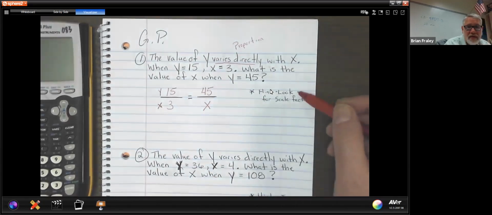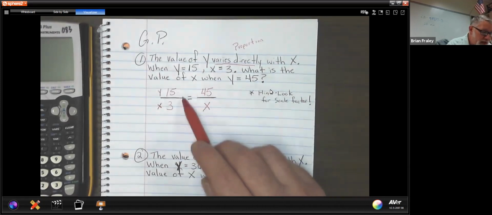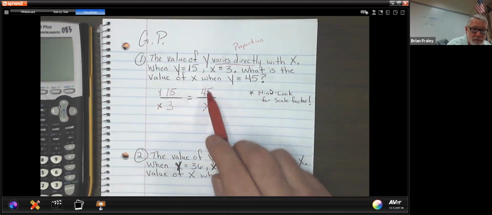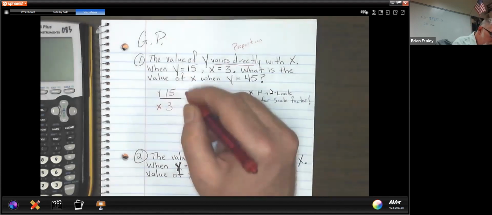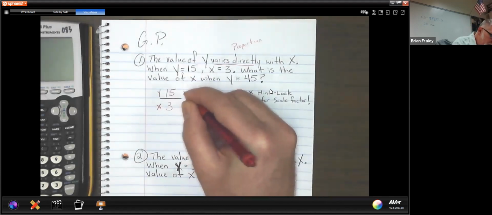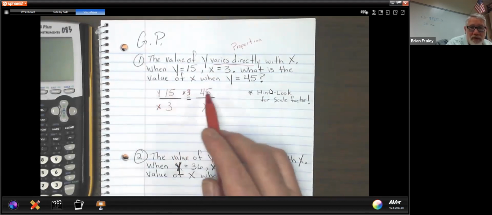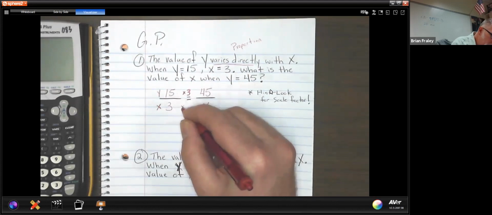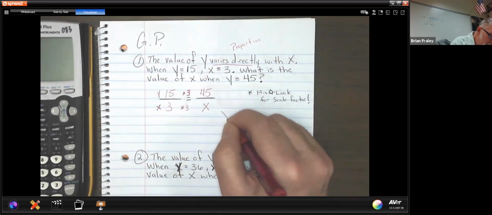Okay. Now, the hint says look for the scale factor. What I mean by that is the number that goes in between here that you multiply by to get from the left to the right. If you notice 15 times something gives you 45, hopefully you notice that 15 times 3 is 45. That's called my scale factor. Whatever you do on the top, then you have to do on the bottom. So let's go on the bottom and do 3 times 3, and that will give me my answer, which is 9.